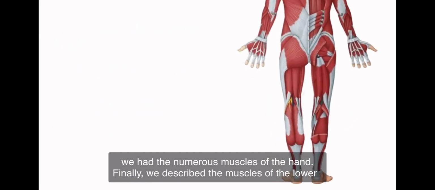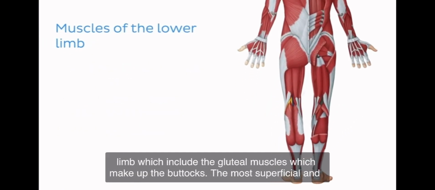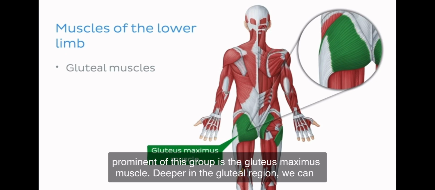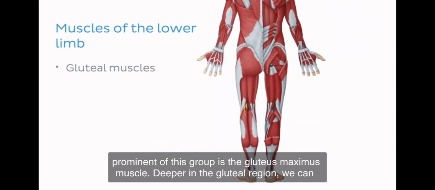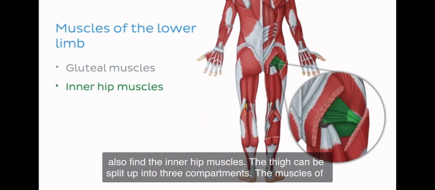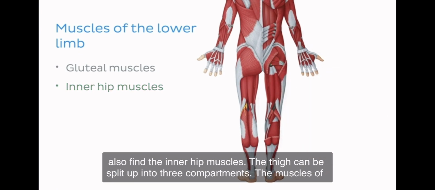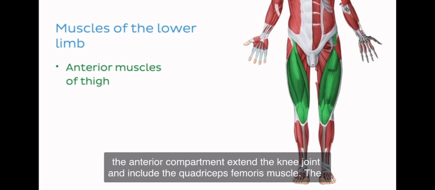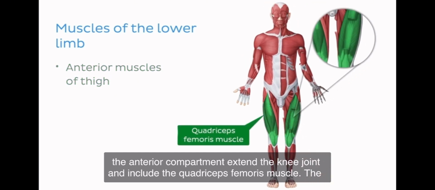Finally, we described the muscles of the lower limb, which include the gluteal muscles, which make up the buttocks. The most superficial and prominent of this group is the gluteus maximus muscle. Deeper in the gluteal region, we can also find the inner hip muscles. The thigh can be split up into 3 compartments. The muscles of the anterior compartment extend the knee joint and include the quadriceps femoris muscle.